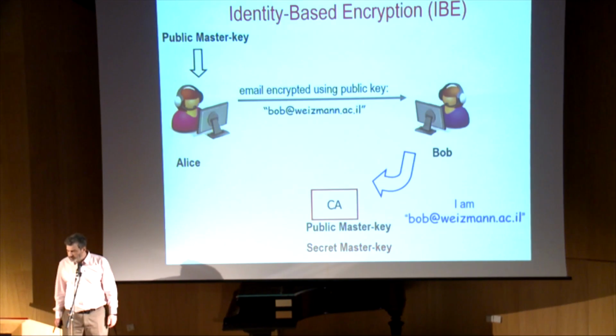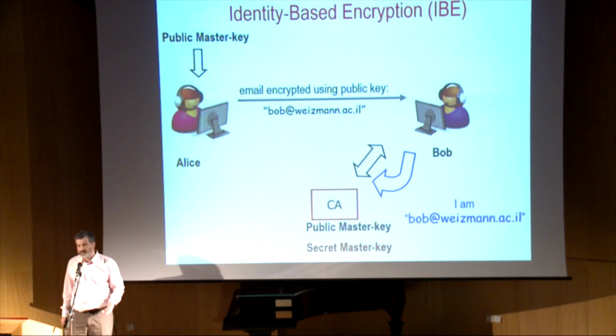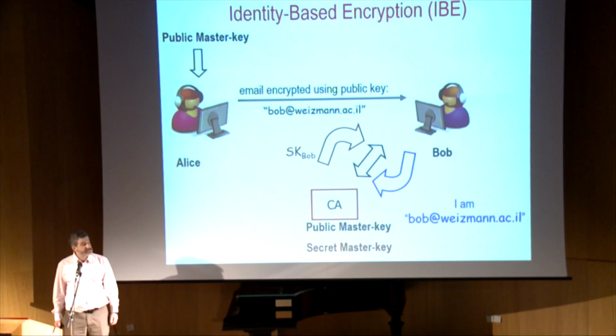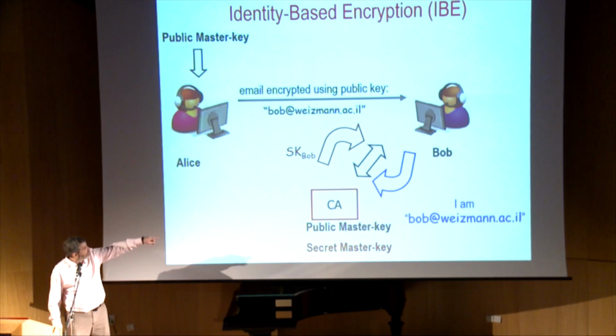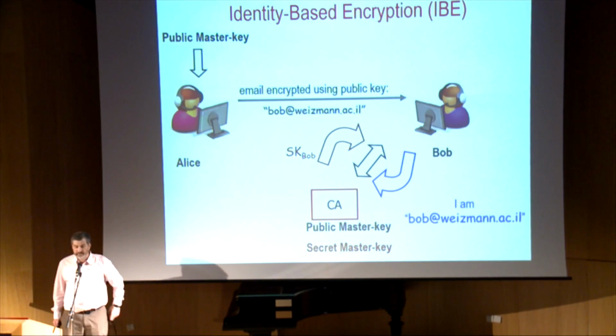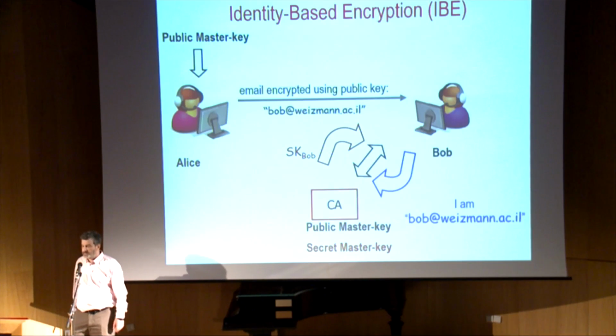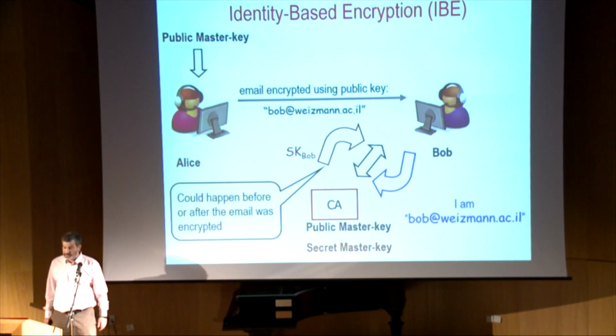If you want to send him an email, you just send it to bob@weizmann.ac.il. He should have received from the CA, the certificate authority, his secret key. It doesn't matter exactly when he receives it, even before or after, but he should have received his corresponding secret key, the one corresponding to Bob. And then he can decrypt all the emails sent to bob@weizmann.ac.il. So that's the IBE, identity-based encryption.